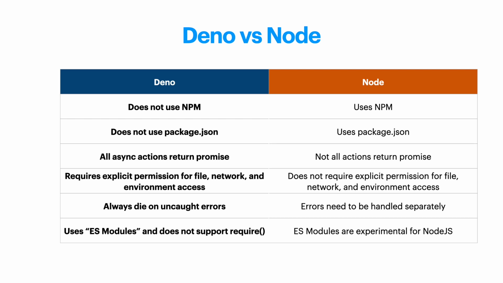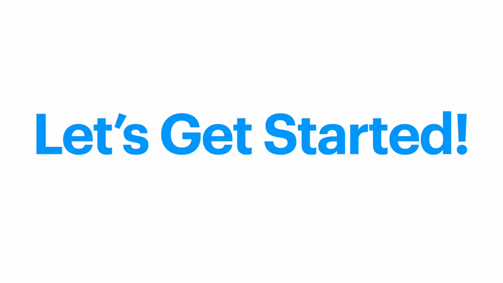And it always dies on uncaught errors. And it uses something called ES modules, which is ECMAScript. It's basically standard right now, but it's kind of experimental in Node.js right now, while it is standard by default in Deno. And it does not support the require function, which probably poses another security vulnerability. So without further ado, let's get started.